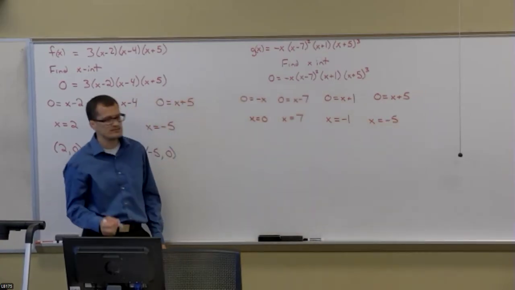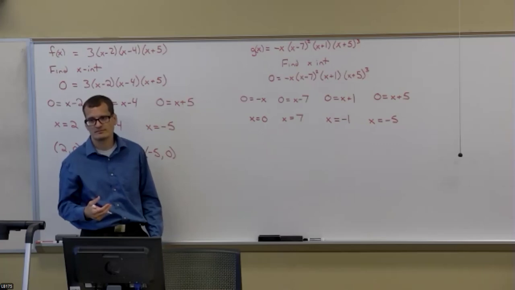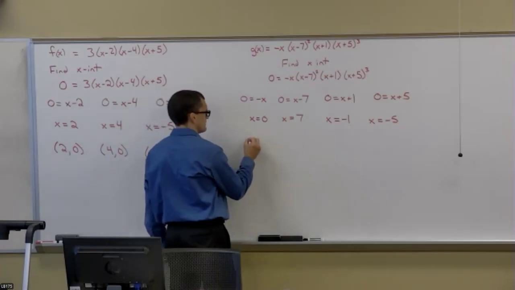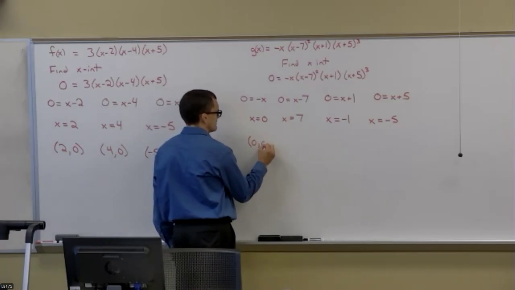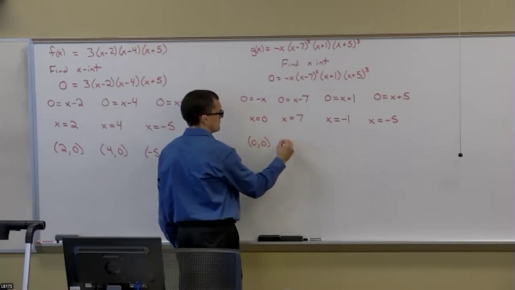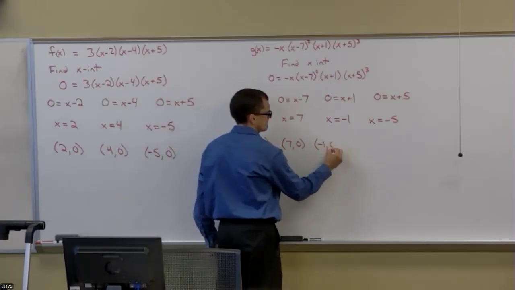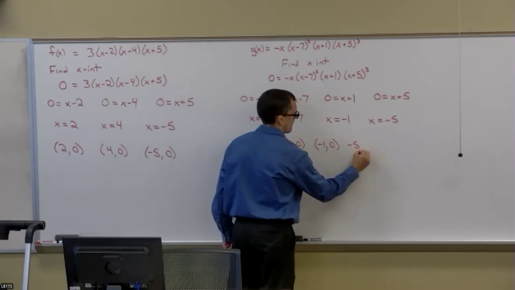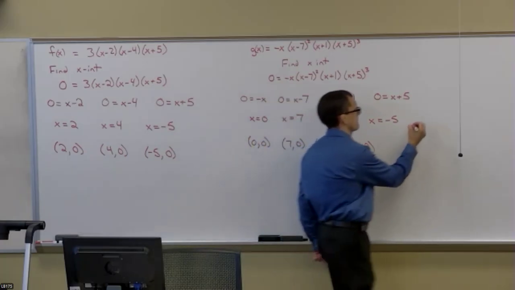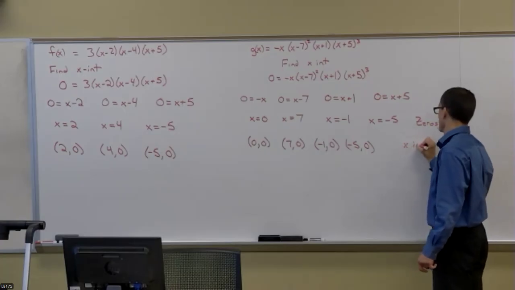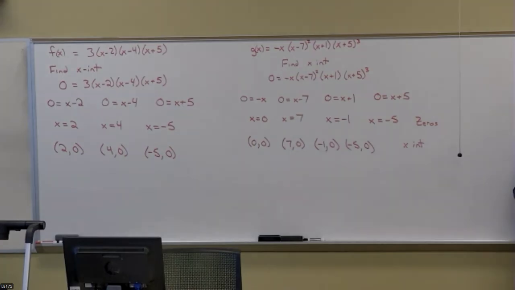So I have 4 zeros. And if I'm finding the x-intercepts, then I have 4 x-intercepts, 4 real zeros, 4 x-intercepts. So 4 real zeros led to 4 x-intercepts.